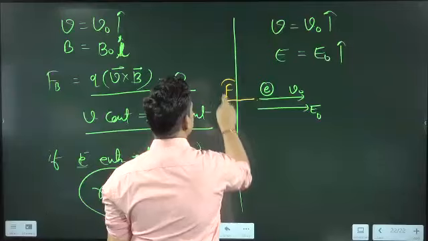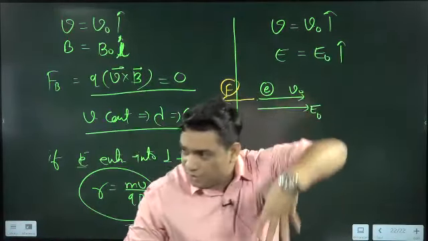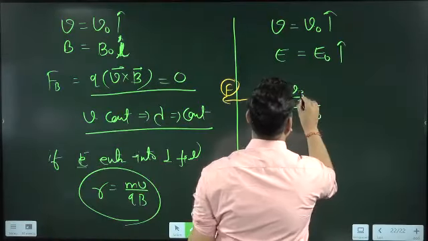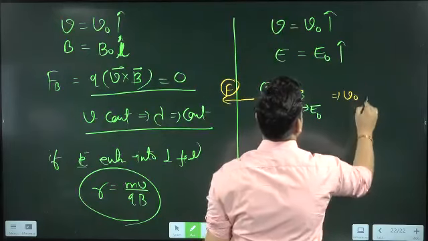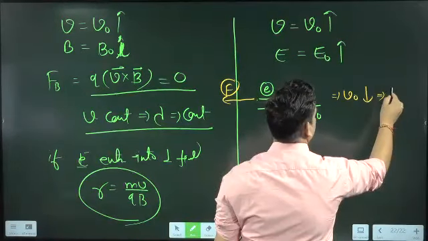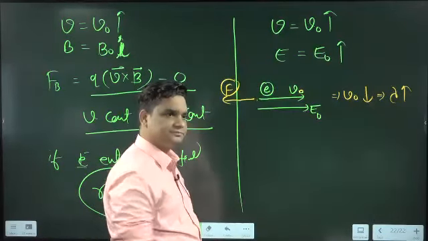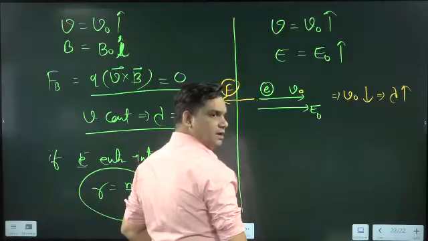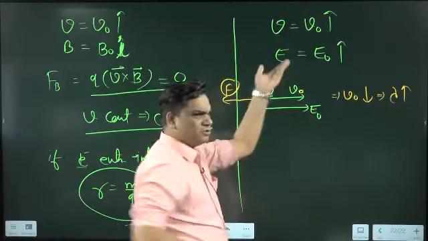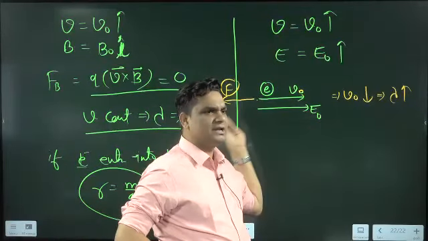Because of this force, its speed is going to decrease. V naught decreases, and if V naught decreases, ultimately lambda will increase. Lambda is going to increase. Clear? Next, they can ask the opposite case. Yes, we can do the opposite case if the electric field is in the negative direction.